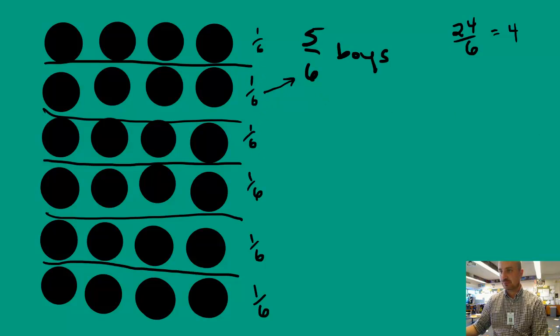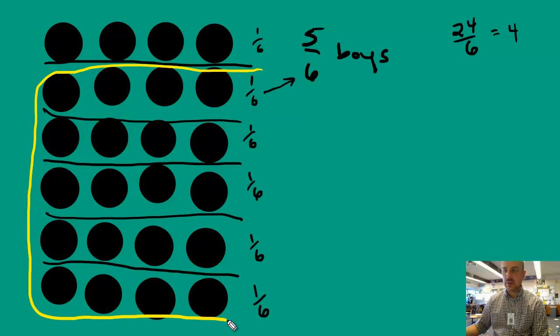So if I take these ones here, these ones here are my boys. And so then we would just need to count them up.